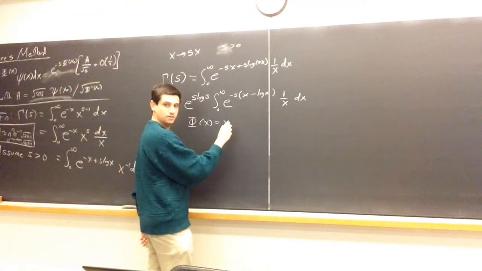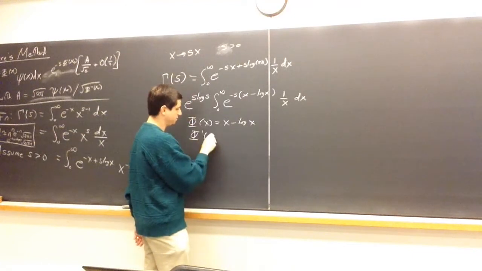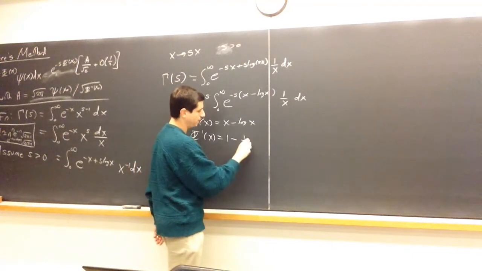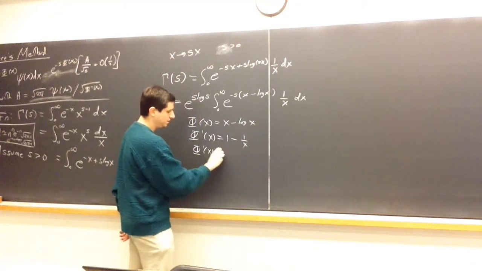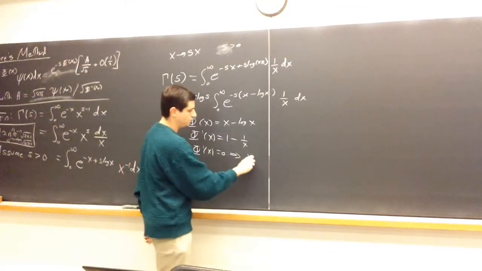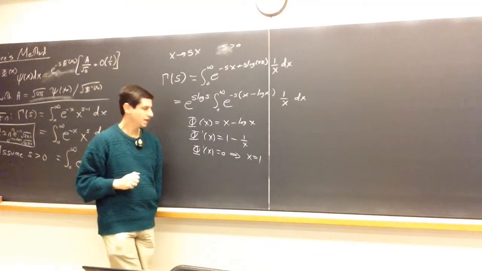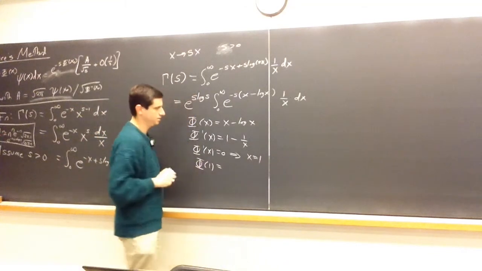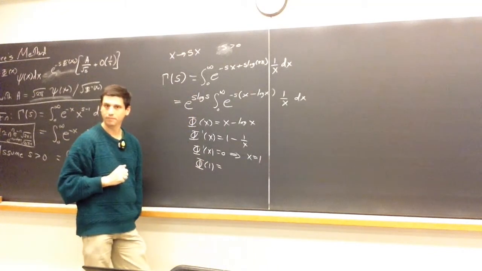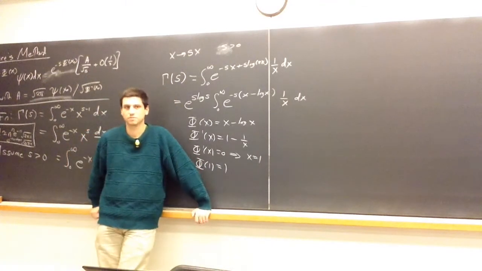I'm sorry, x minus log x. And phi prime of x will be 1 minus 1 over x. And then phi prime of x equals 0 means x equals 1. And then if x equals 1, we get phi of 1 equals what? 1.